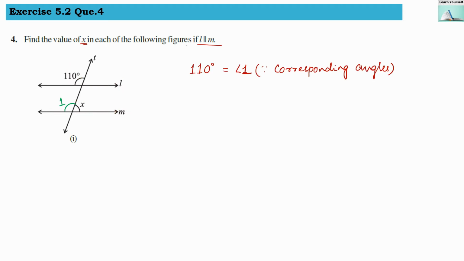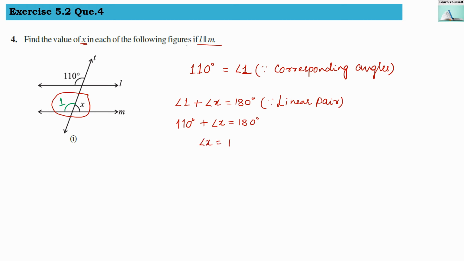You can see here angle 1 and x form a linear pair. So the summation of their measures should be 180 degrees. We know that angle 1's measure is 110 degrees. From this we can find angle x's measure. So angle x equals 180 degrees minus 110 degrees. So angle x equals 70 degrees.